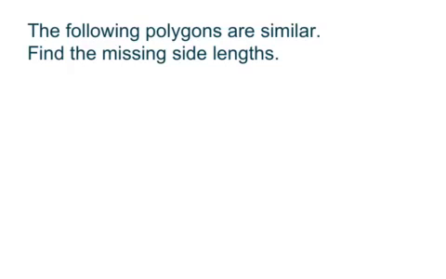So a common problem you'll see is a question like this. The following polygons are similar. Find the missing side lengths. So they're going to give you two polygons. Let's do a quick example starting off with just two triangles.